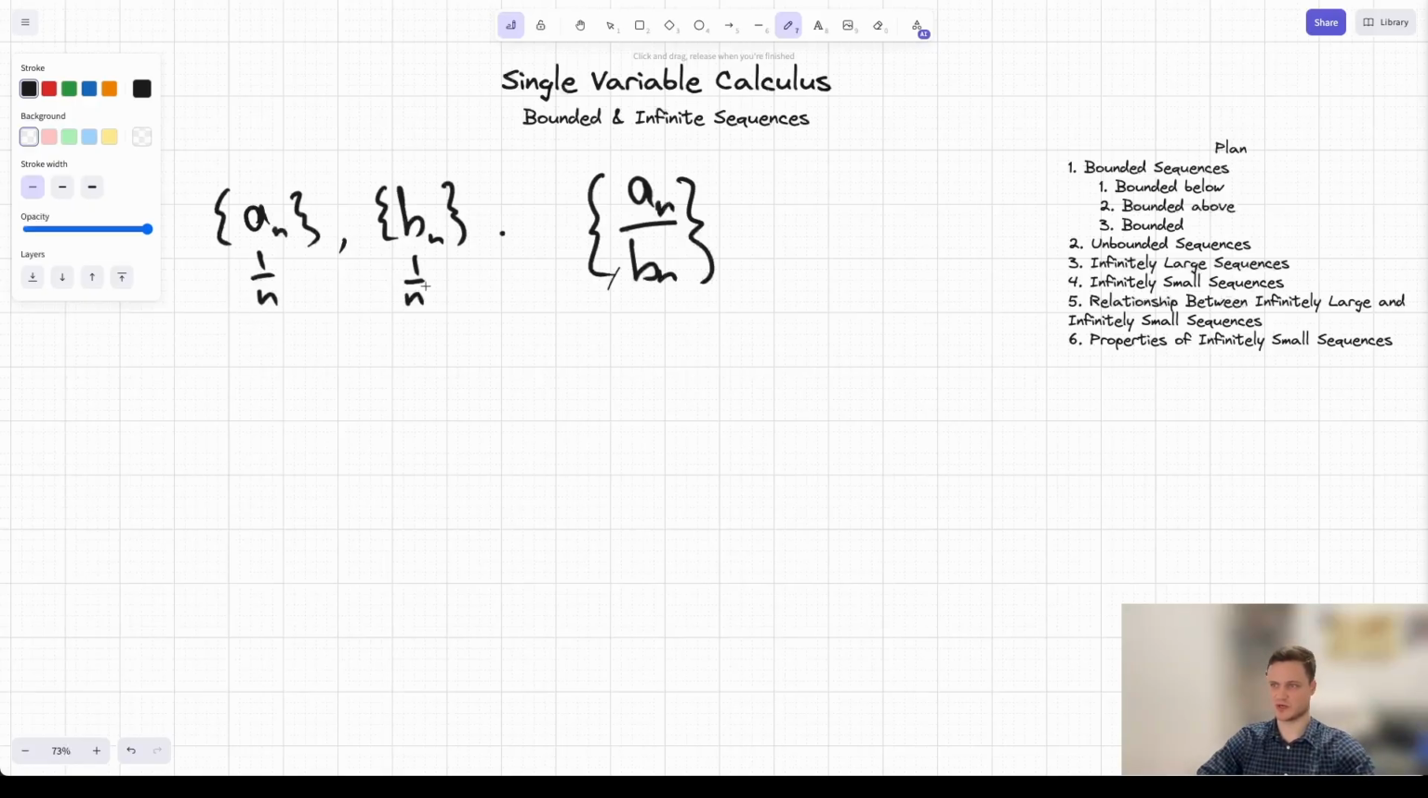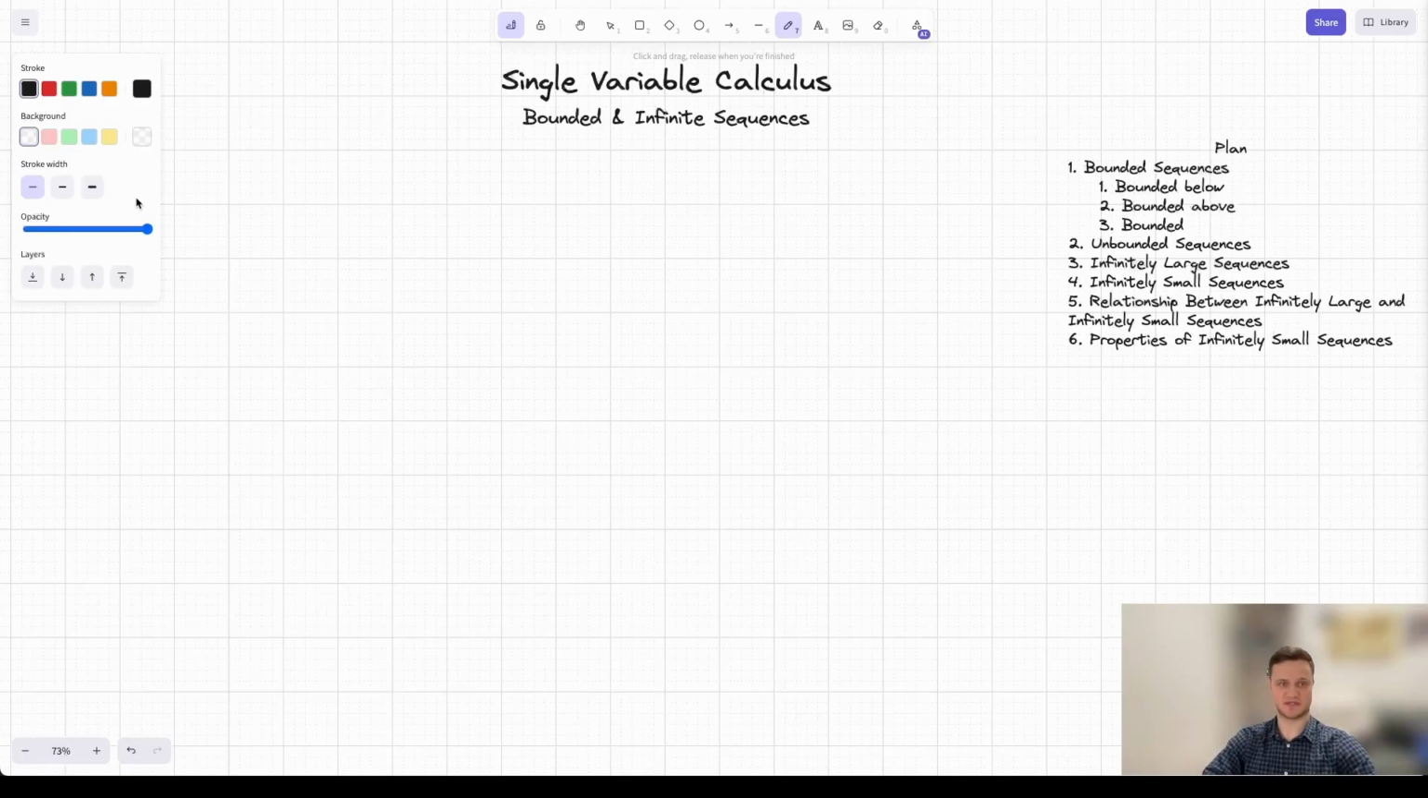If the first one is 1 over n, while the second one is 1 over n squared, then this quotient will be an infinitely large sequence, because 1 over n divided by 1 over n squared will be just sequence n. And vice versa, if we take 1 over n squared and divide it by 1 over n, this will be an infinitely small sequence. And if starting from some index, the terms of the sequence in the denominator are 0, then the quotient is undefined.